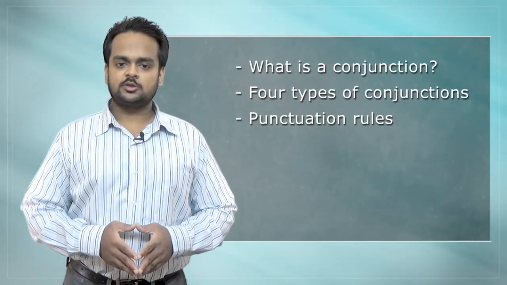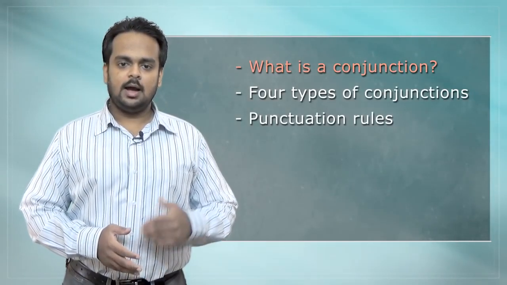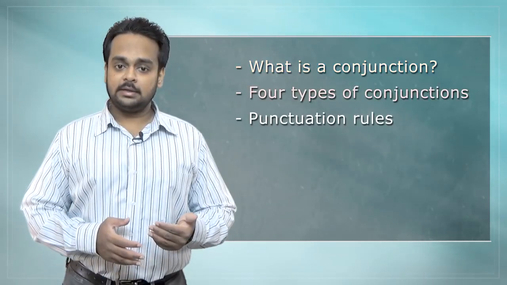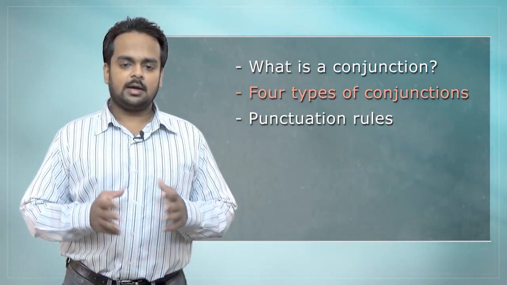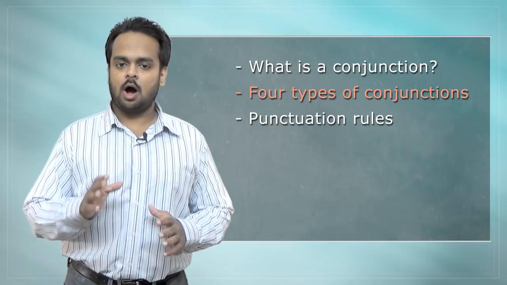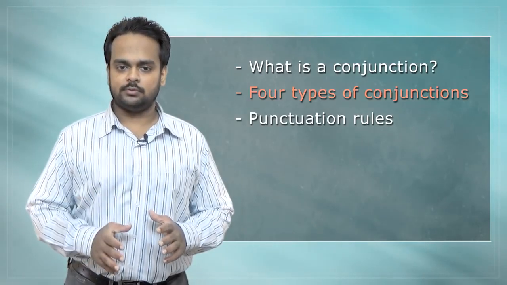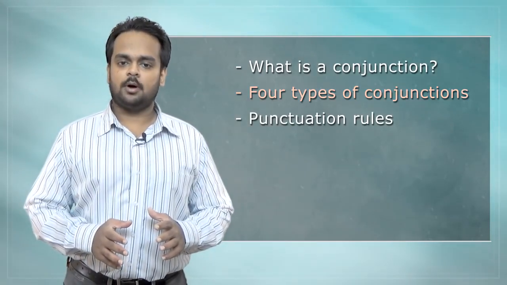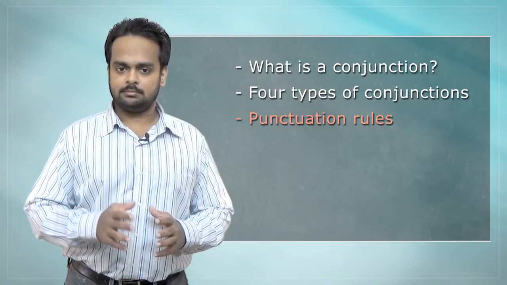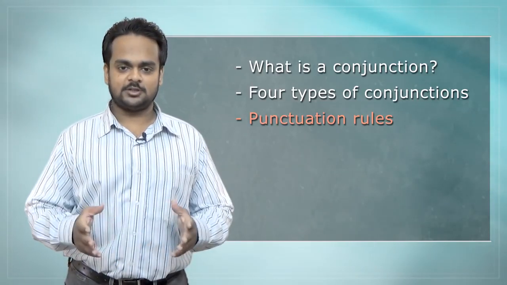We'll first discuss what a conjunction is, and then we'll look at the four main types of conjunctions and how to avoid the most common mistake that people make with them. That is, how to punctuate conjunctions correctly in writing. All right, let's begin.